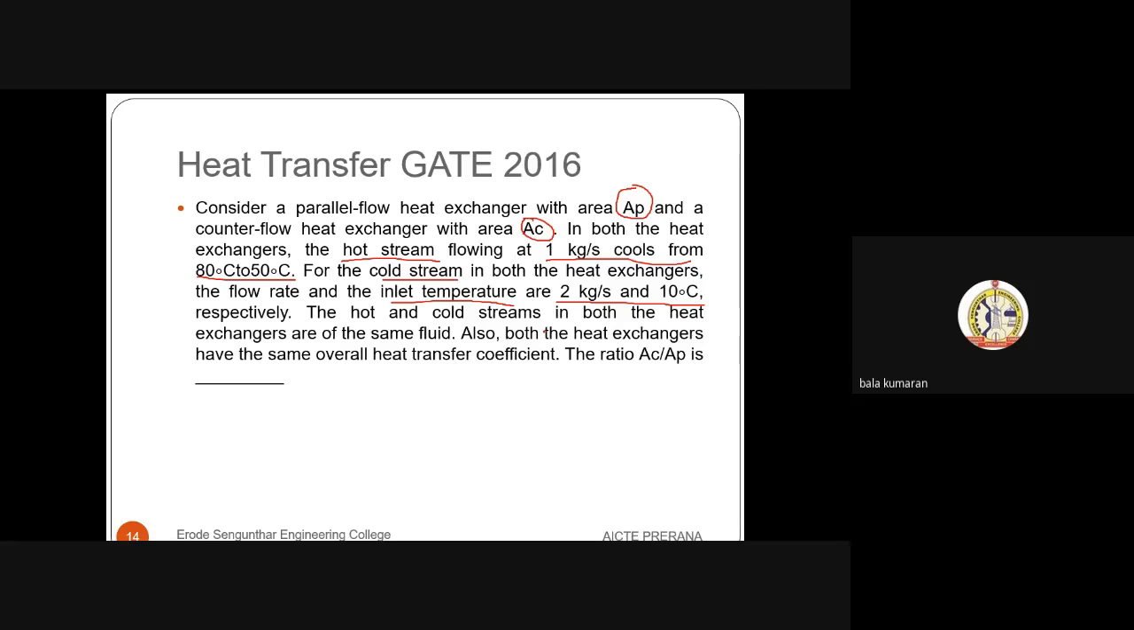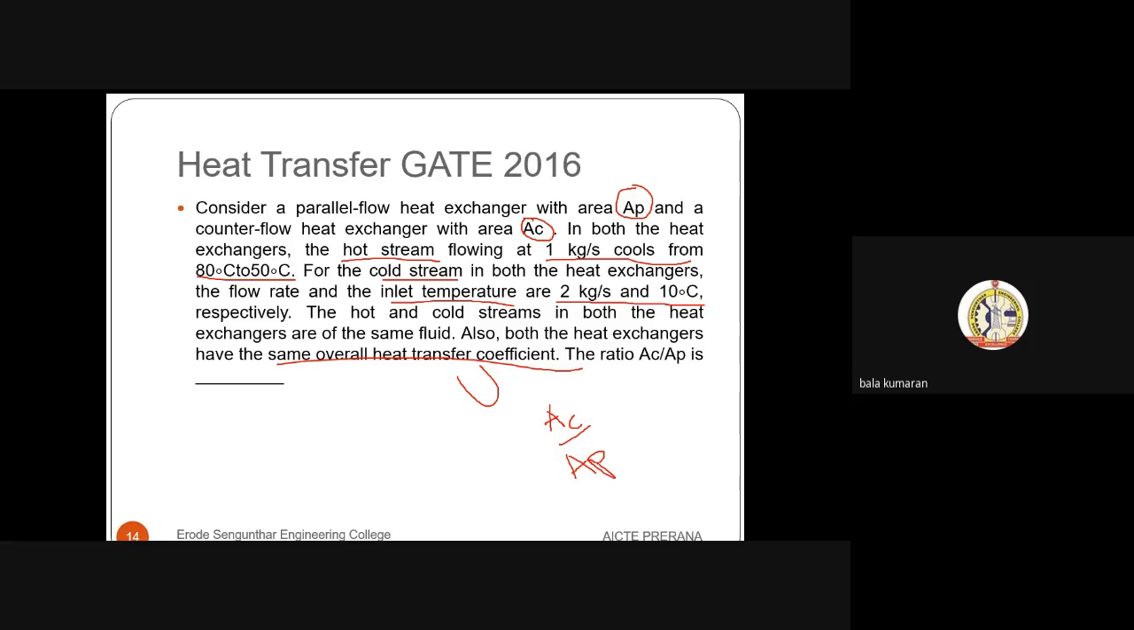The hot and the cold stream in both the heat exchangers are the same fluid. Also, both heat exchangers have the same overall heat transfer coefficient, U, which is constant. They are asking you to find the ratio AC by AP, the area of the counter flow to the area of the parallel flow.